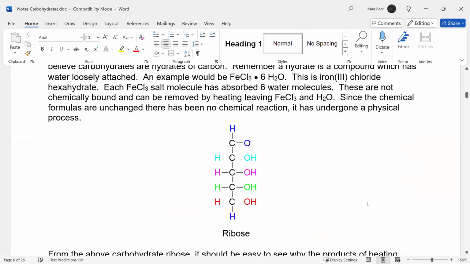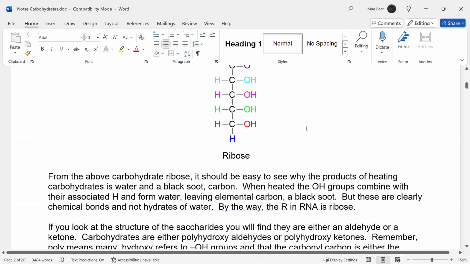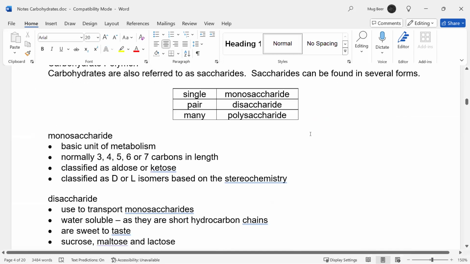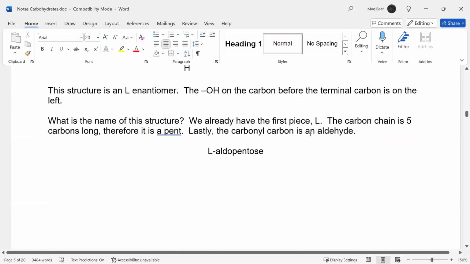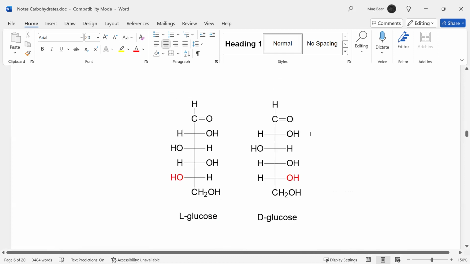So here's the molecule ribose in its straight chain form, not in its cyclic form. And you can see that there's a carbonyl group here and an H. So that makes this an aldehyde. It's at the end. And this is the ribose in RNA. It's the R for RNA. There's glucose. So glucose is another aldehyde sugar.